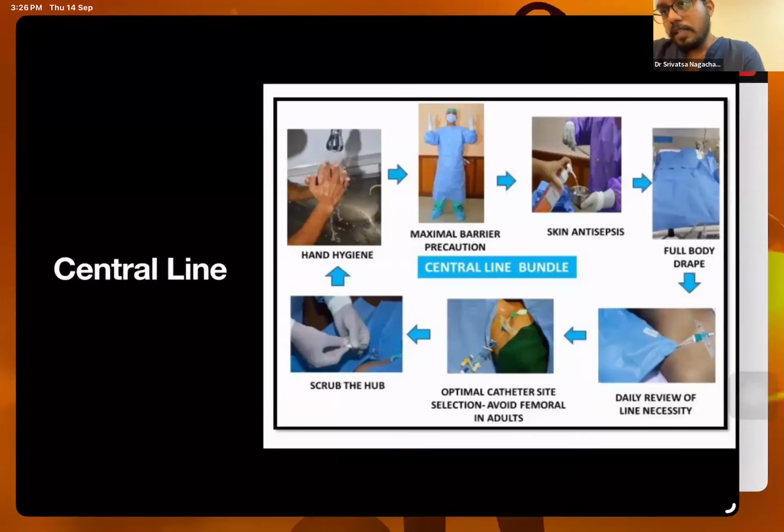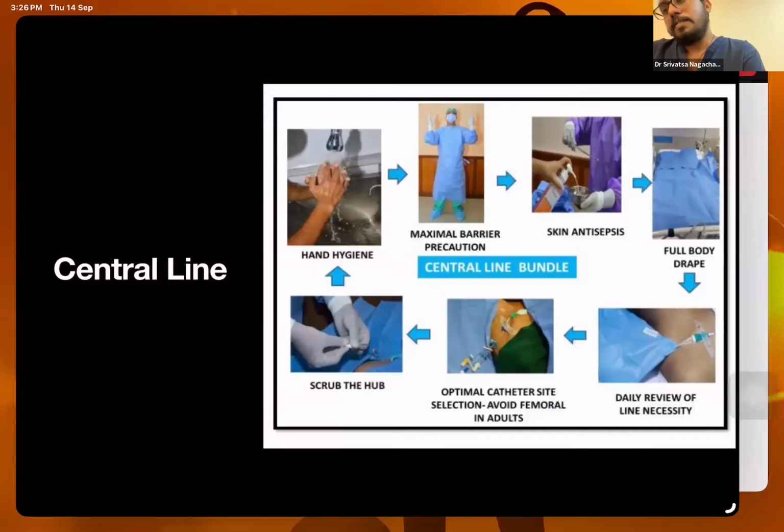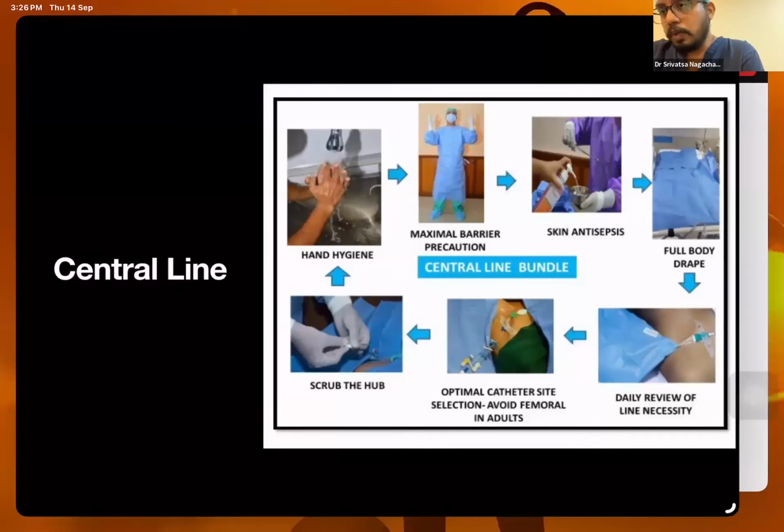And then once it is done, you need to do skin antisepsis, either using 2% chlorhexidine or povidone iodine. And then you need to apply the full body drape. And once your procedure is completed, apply the sterile transparent dressing, and review the site daily, especially the central line site.